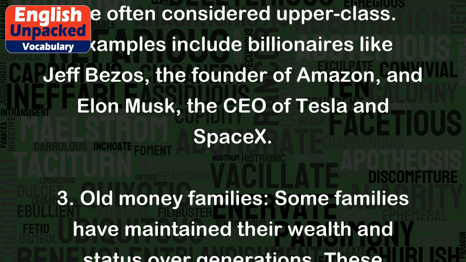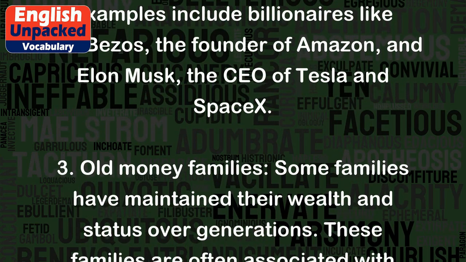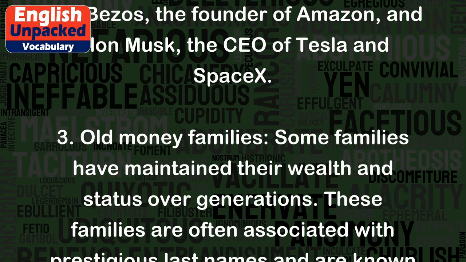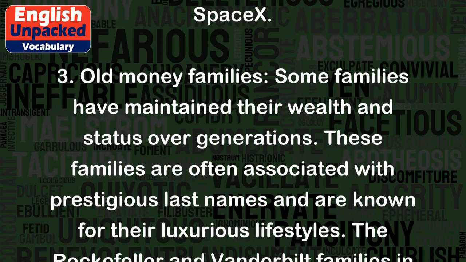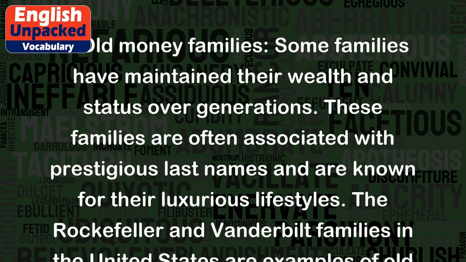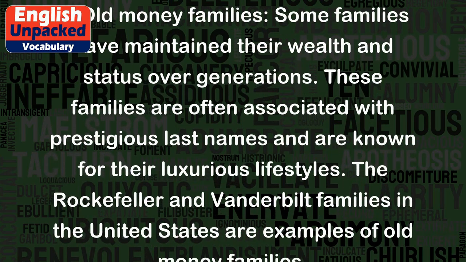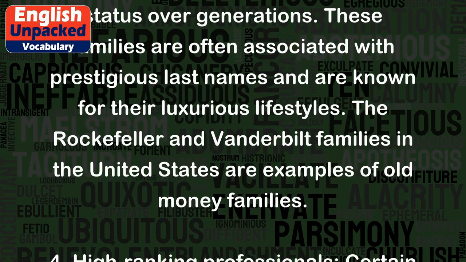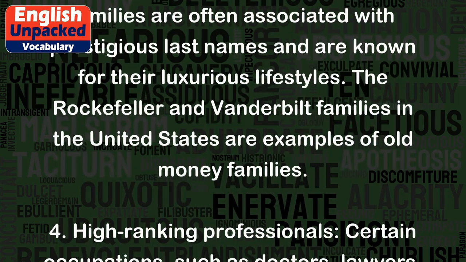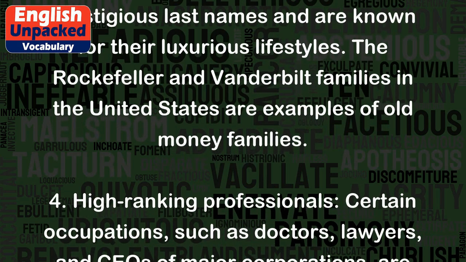3. Old money families. Some families have maintained their wealth and status over generations. These families are often associated with prestigious last names and are known for their luxurious lifestyles. The Rockefeller and Vanderbilt families in the United States are examples of old money families.